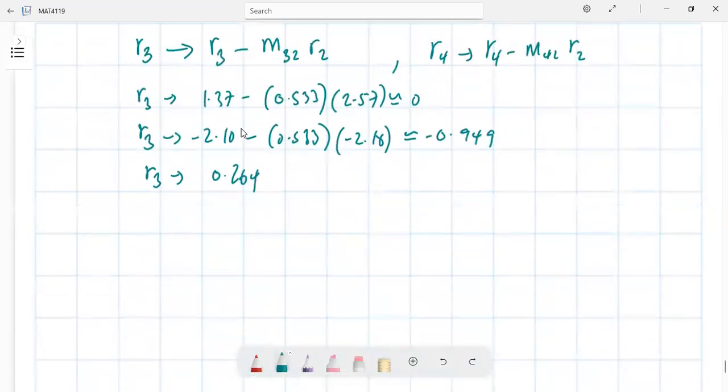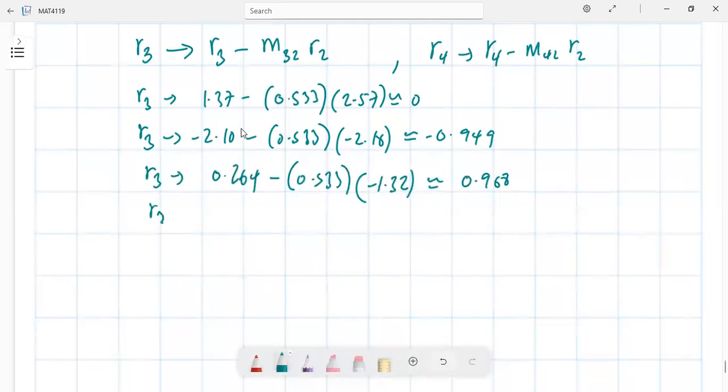0.264 minus 0.533 times the element in the second row, which is negative 1.32, just the element above it, 1.32, and this gives us approximately equal to 0.968. Okay, and then lastly, we are trying to change the next element from row 3, and that element is what?